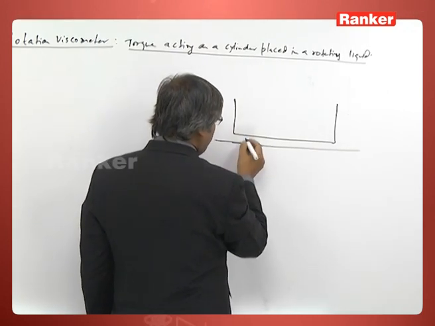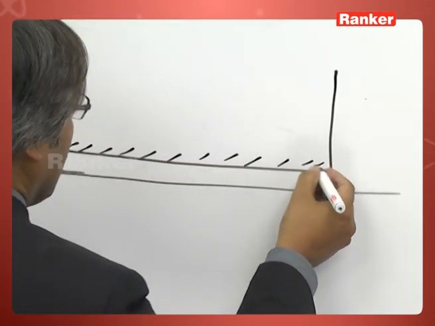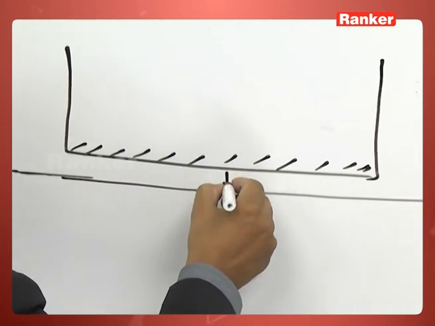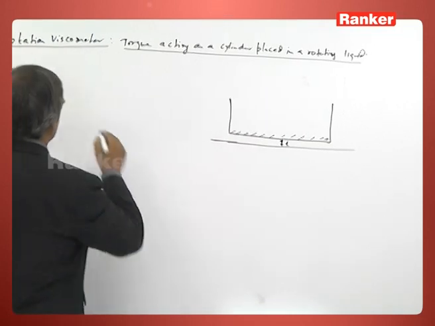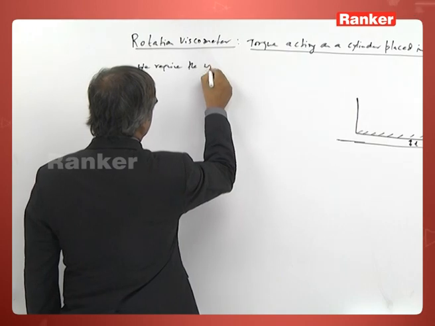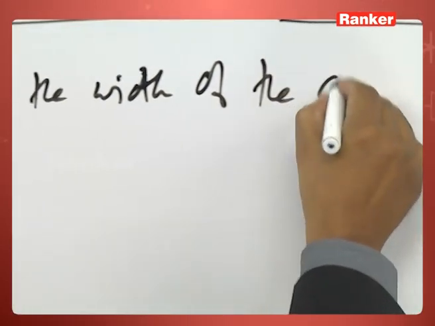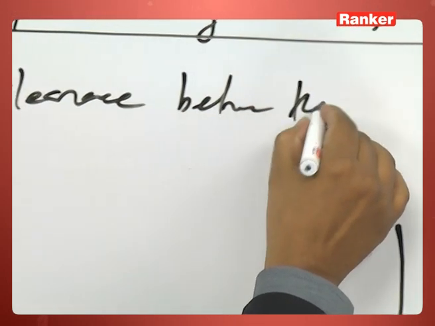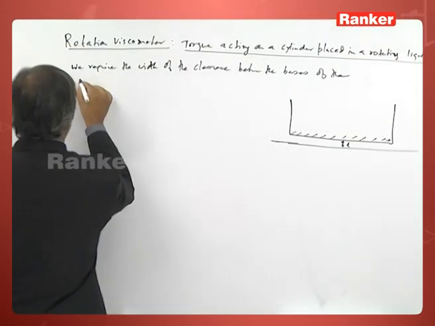Now, you see here this cylinder is at rest, and this outer one is rotating. So, what additional thing do I require? This T, that is the width. So, we require the width of the clearance between the bases of the cylinders.